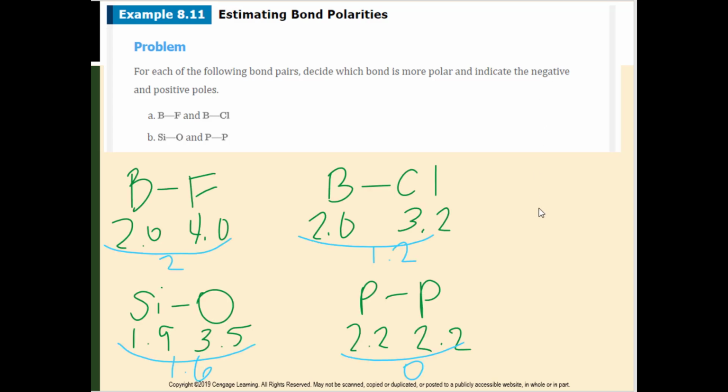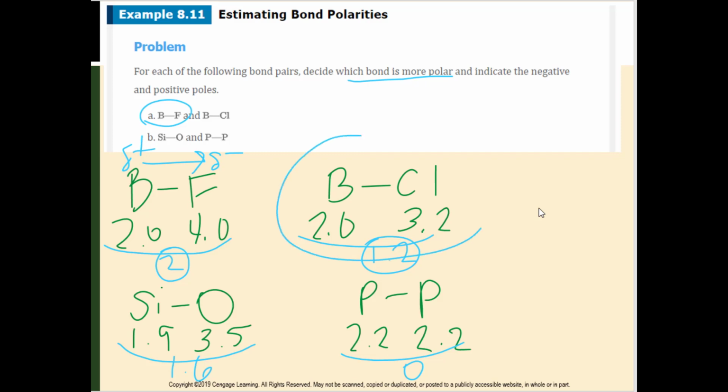Okay, so I just took those pairs from A and B and wrote down their electronegativity values from the chart. So if we look at boron and fluorine at 2.0 and 4.0, the difference is 2. And boron and chlorine, 2.0 and 3.2, the difference was 1.2. So which bond is more polar? It would be BF in this case. And indicate the negative and positive poles? So we would say that my fluorine is the slightly negative end, and my boron is a slightly positive end. Or we could also denote it and show the arrow to the negative end.